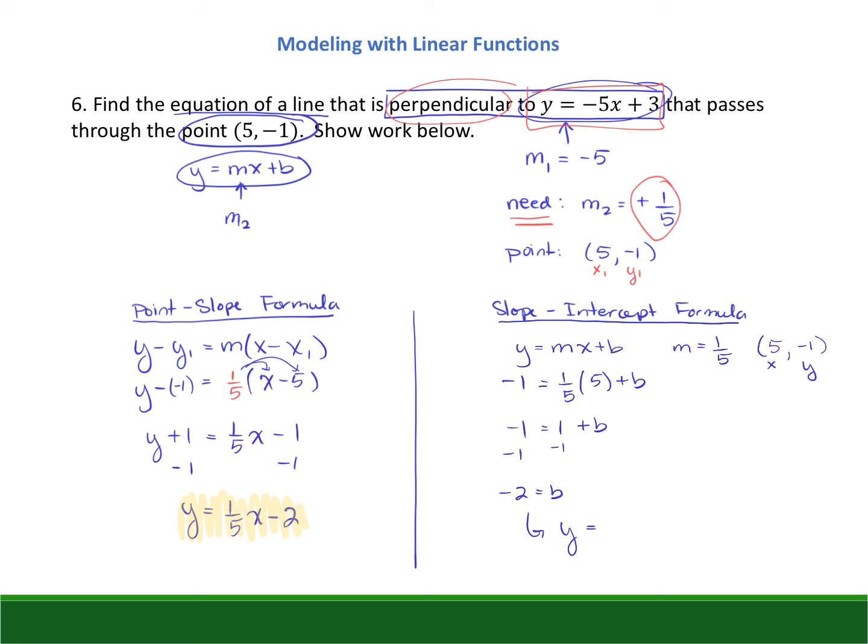So now don't forget to put it together and write the equation. So the line that's perpendicular to y equals negative 5x plus 3 is the line y is equal to, the slope is 1/5, and the y-intercept is negative 2. And hopefully you can see that the answer is the same whether you're using the point slope formula or the slope-intercept formula.